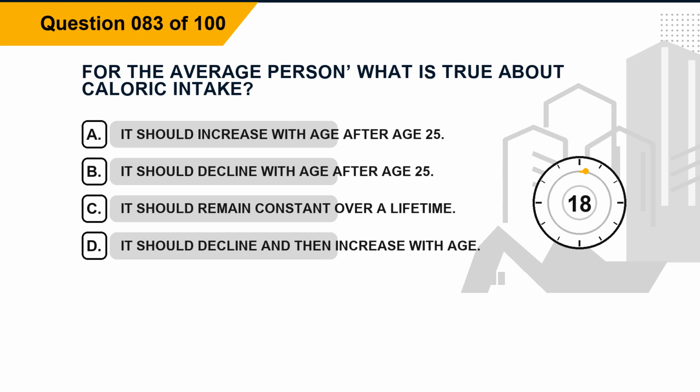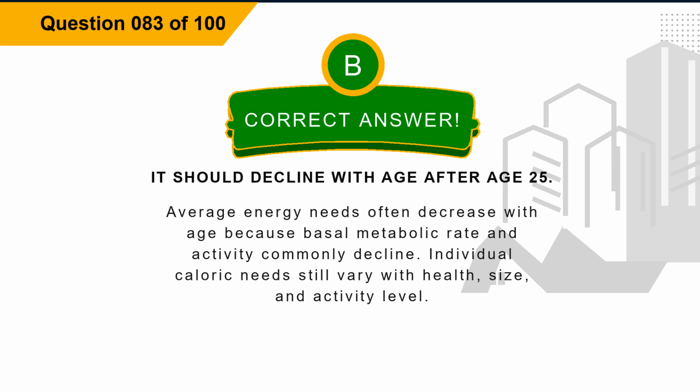Question 83. For the average person, what is true about caloric intake? Option A, it should increase with age after age 25. Option B, it should decline with age after age 25. Option C, it should remain constant over a lifetime. Option D, it should decline and then increase with age. The correct answer is option B. Explanation: average energy needs often decrease with age because basal metabolic rate and activity commonly decline. Individual caloric needs still vary with health, size, and activity level.